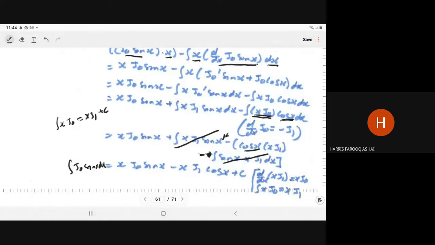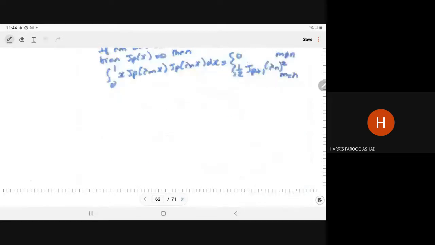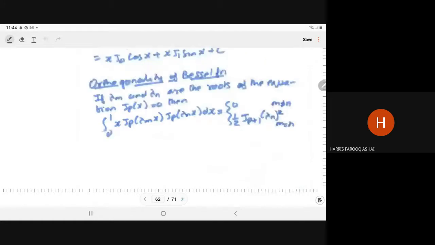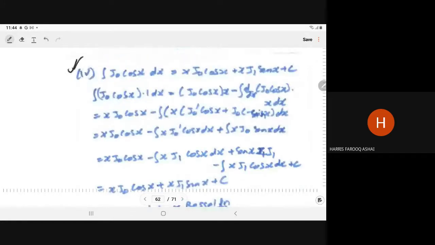In a similar fashion, we have a similar question, the integral of J0 cos x. Then we have the fourth question, the integral of J0 cos x is equal to x J0 cos x plus x J1 sin x plus c. In the same fashion, you just multiply with 1 as the second function. So it will give you the first function as it is, integral of the second function, minus the integral of the derivative of the first function times the integral of the second function.